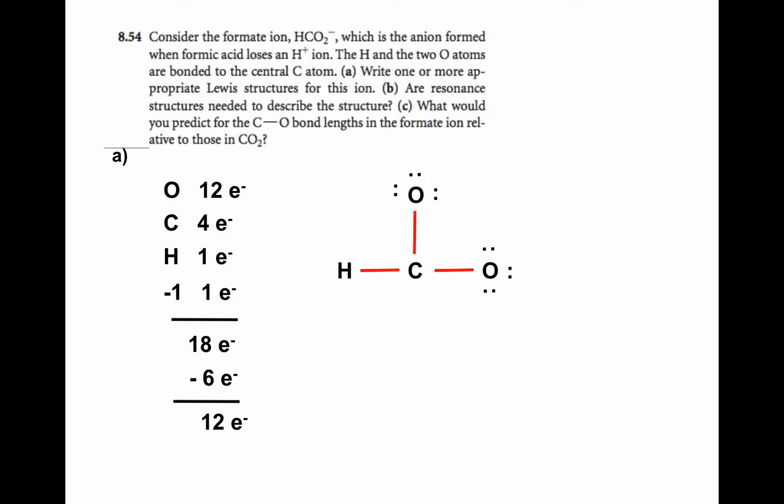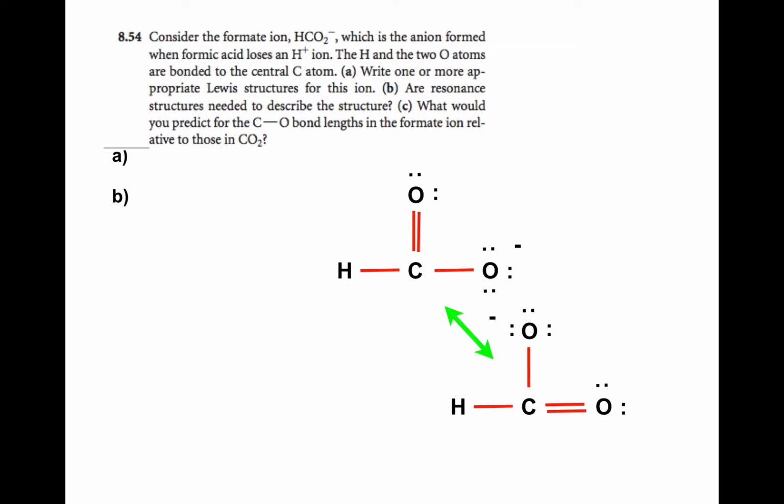So this is going to be a resonance structure. Either one of these oxygens could donate an electron pair to the double bond. So I could have a double bond on the number 1 oxygen or a double bond on the number 2 oxygen. So we write both Lewis dot structures, with a formal charge on the single bonded oxygen, and put a double arrow to indicate resonance.